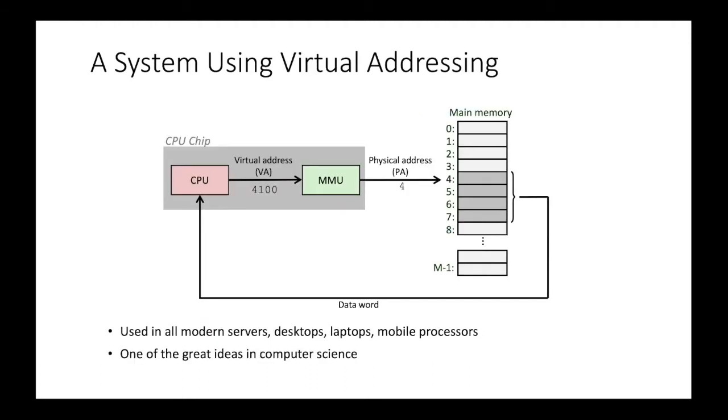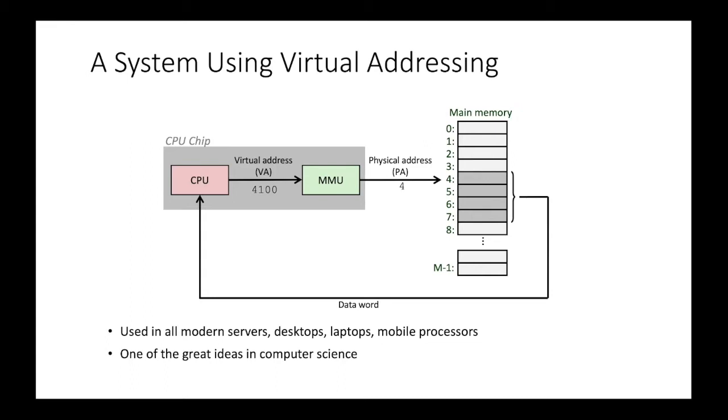Now, the virtual addressing system is more complicated. The memory address the CPU issues is a virtual address, and it must be translated to a physical address before accessing the memory. In a virtual addressing system, the processor has a hardware block called the MMU, Memory Management Unit, that is responsible for translating virtual addresses to physical addresses.